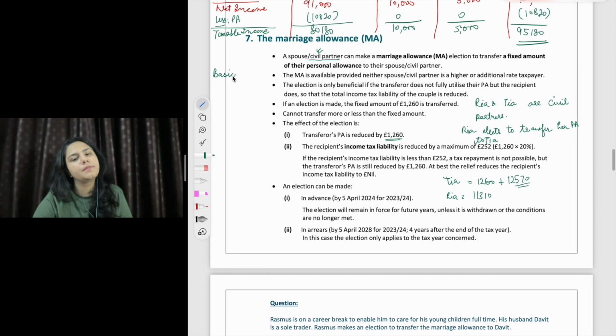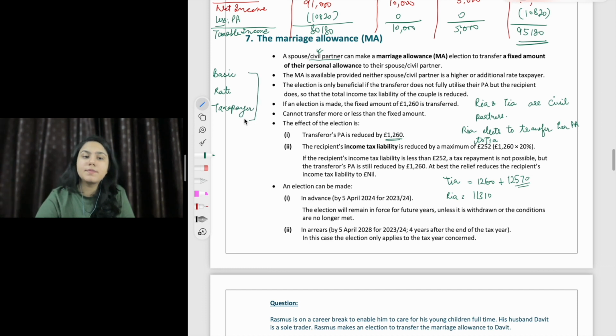Basic rate taxpayer. What does it say? That both of the spouses or civil partners' income should fall under the tax bracket of 20%. This is the tax rate for a basic rate taxpayer for non-savings income and savings income. And the limit for the basic rate bracket is 37,700.